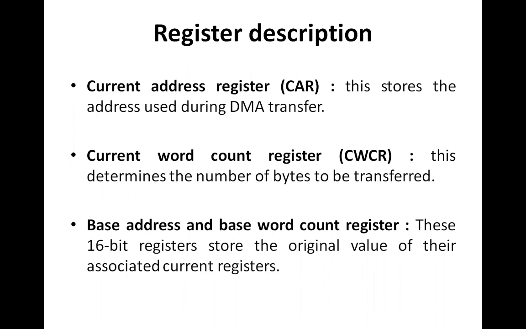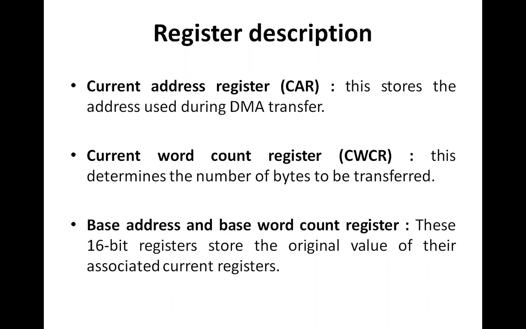Now, the register descriptions. We have seen that there are a lot of registers available in the DMA controller for different purposes. There are certain registers which are used to hold the addresses. There are certain registers which are used to hold the counting value. There are certain registers which are used to set or reset the masks; they are called mask registers. There are certain registers which are known as request registers. So one by one, we will be discussing each register. The first one is the current address register.